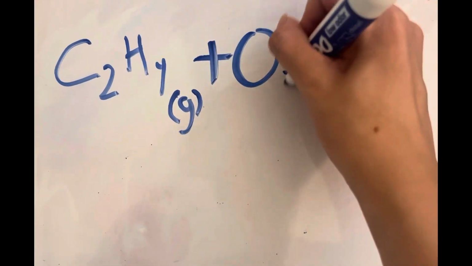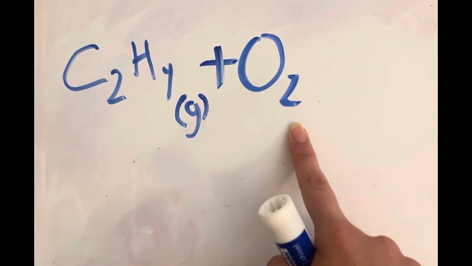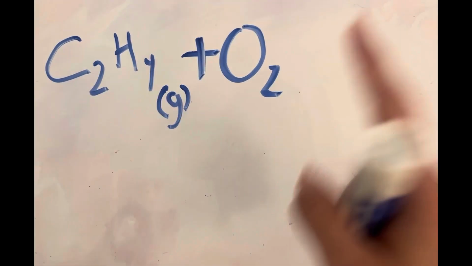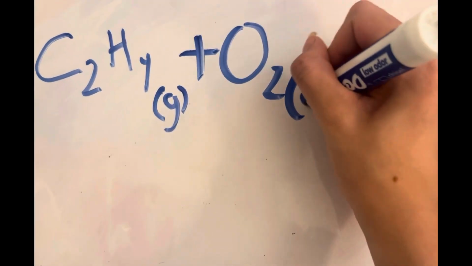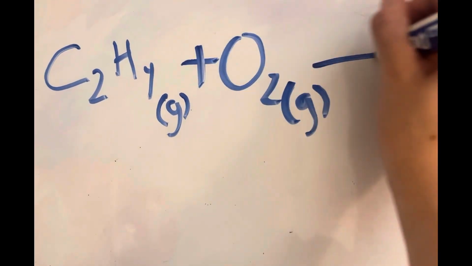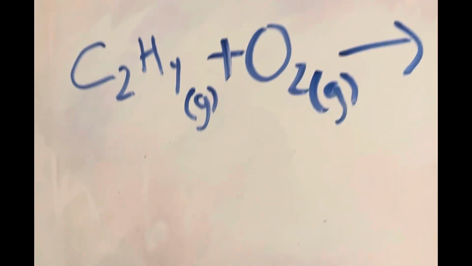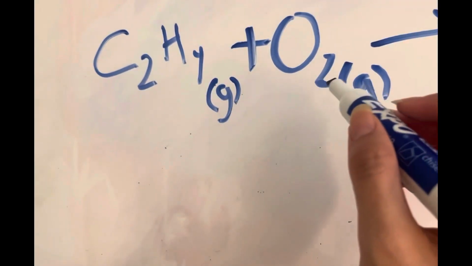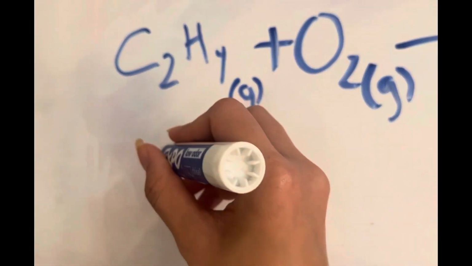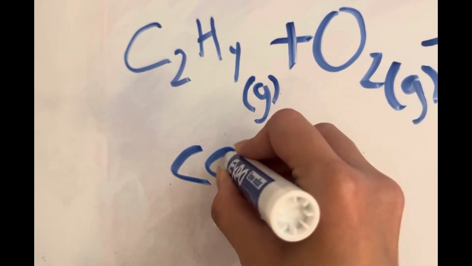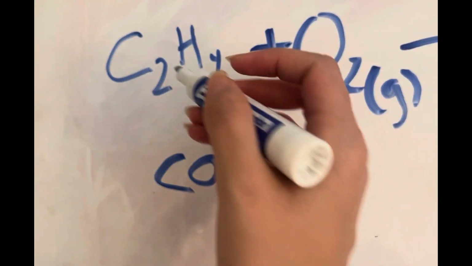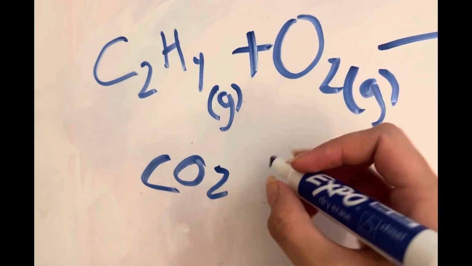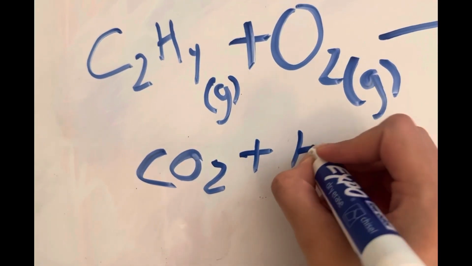And then O2. Again, remember that oxygen is a nonmetal, so it's going to have that 2 subscript. And oxygen, being a nonmetal, is going to be a gas. Now, for the products, look, C and O. C plus O2, think of it like this, that would just be CO2, because you're basically combining the C and the O. And then to combine the H and the O, that would just be H2O.